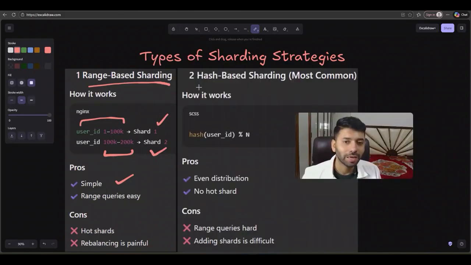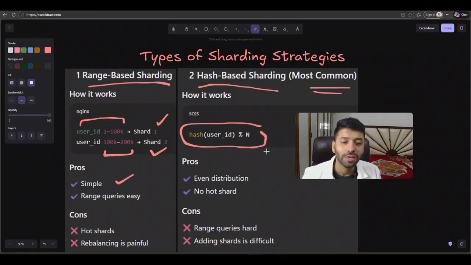All right, the second type is hash based sharding, which is the most common. Instead of just deciding the range, what we are going to do is make a hash function. For example, if there are n shards, we would do whatever user ID comes modulus n. This is just a method that we made. You can of course have a better hashing method, and based on that we will decide the shard.